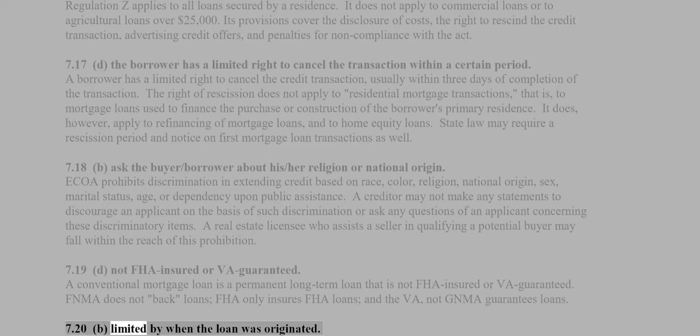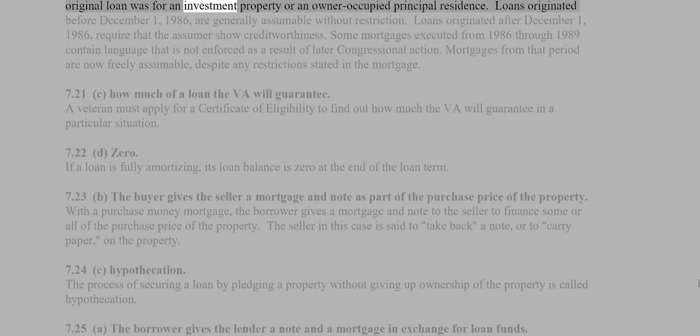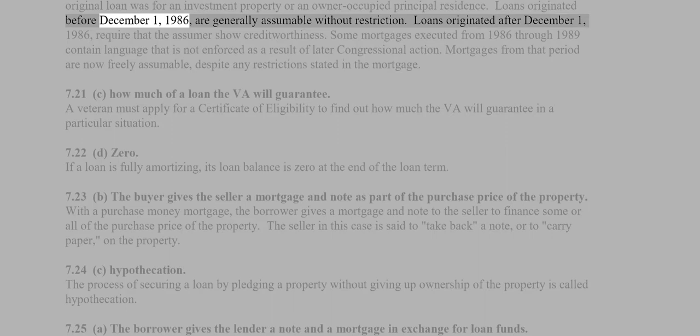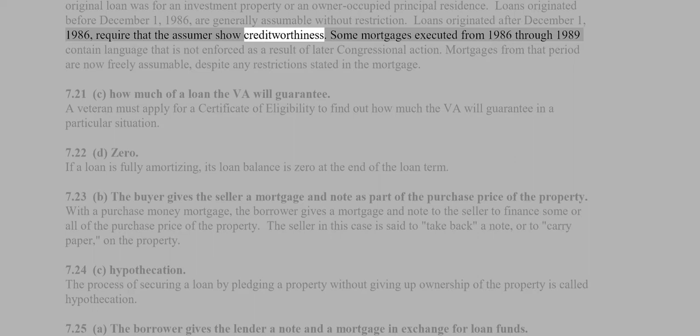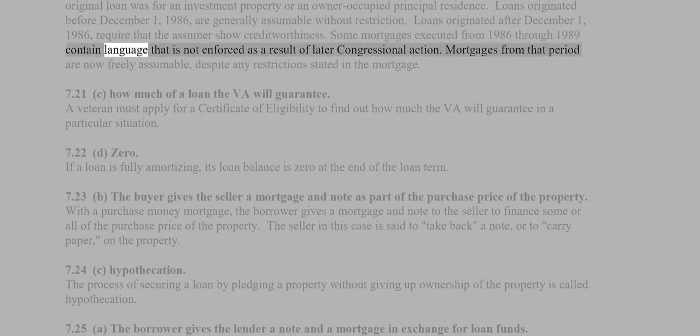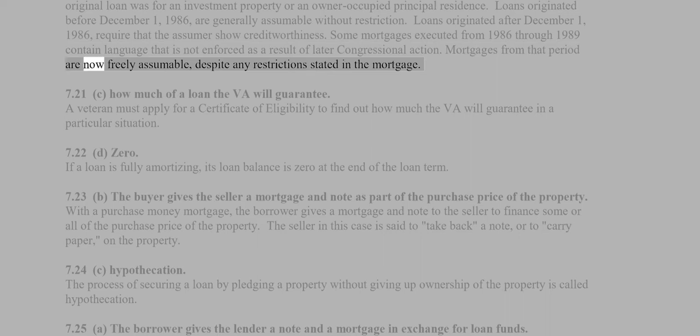7.20 b. Limited by when the loan was originated. Rules for assumability vary according to when the FHA-insured loan was originated and whether the original loan was for an investment property or an owner-occupied principal residence. Loans originated before December 1, 1986, are generally assumable without restriction. Loans originated after December 1, 1986, require that the assumer show creditworthiness. Some mortgages executed from 1986 through 1989 contain language that is not enforced as a result of later congressional action. Mortgages from that period are now freely assumable, despite any restrictions stated in the mortgage.